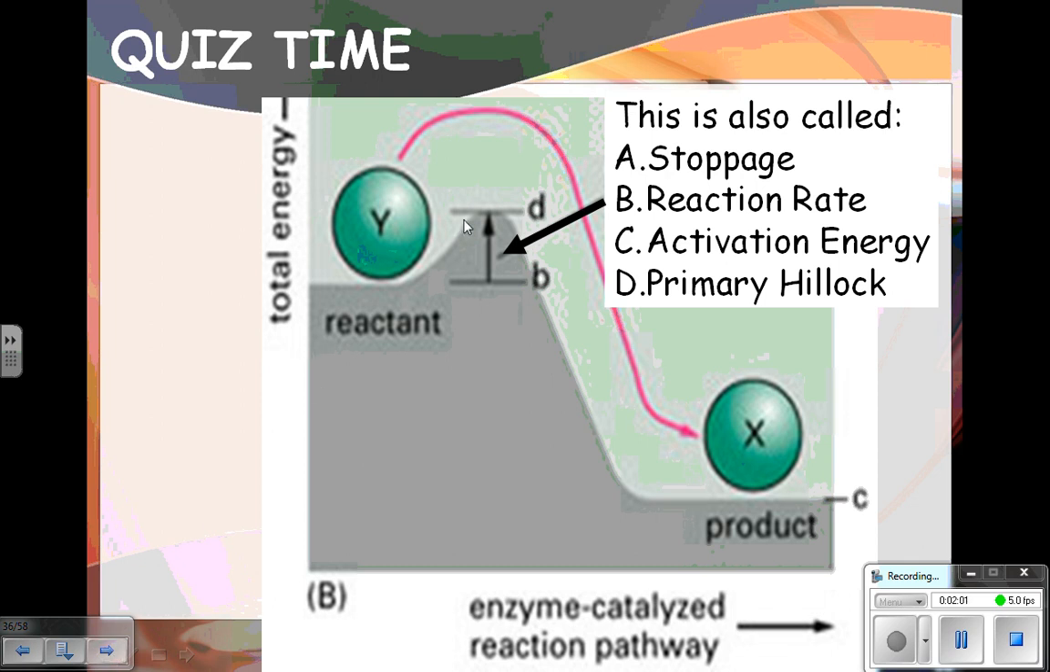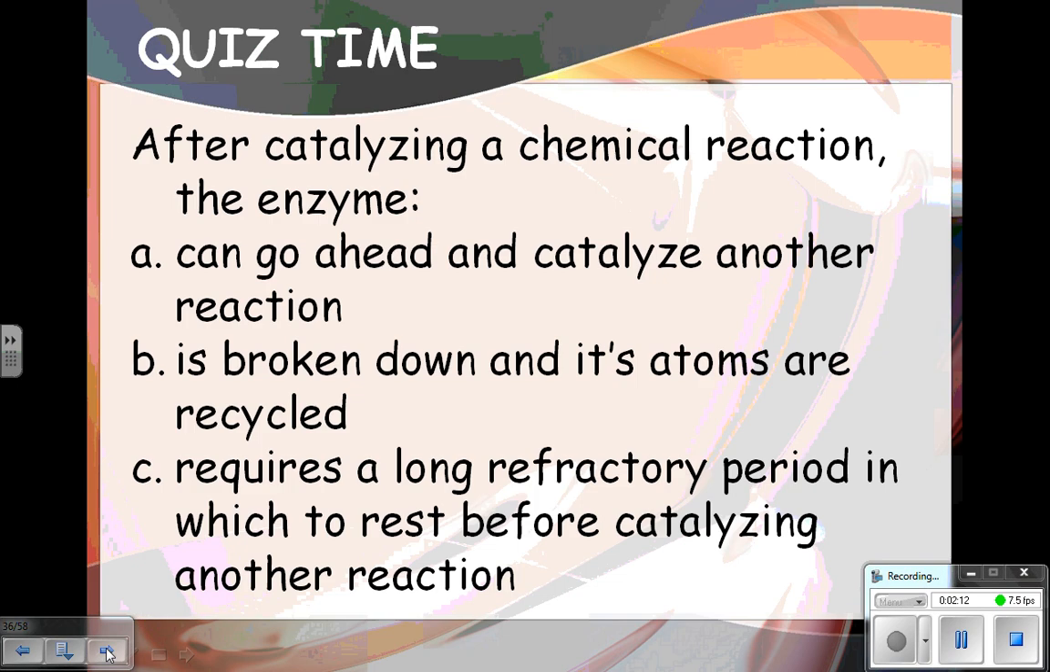This thing right here is also called stoppage, reaction rate, activation energy, or primary hillock. That is called the activation energy. After catalyzing a reaction, the enzyme can go ahead and catalyze another reaction, is broken down, and its atoms are recycled. It requires a long refractory period in which to rest before catalyzing another reaction. So the answer is that it can go on and on and on. It can go ahead and catalyze another reaction.